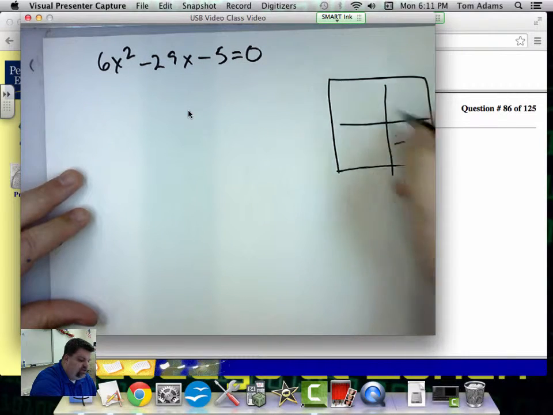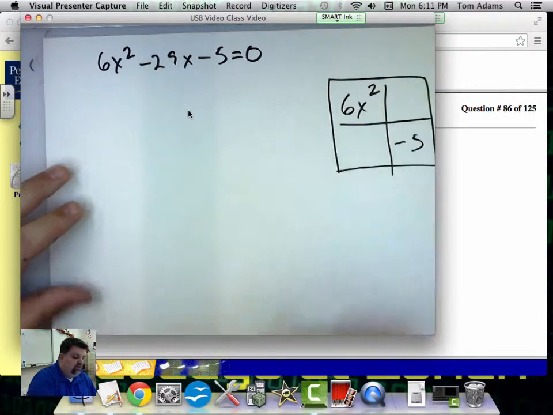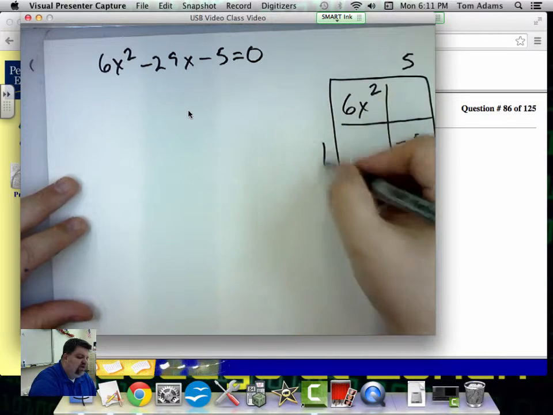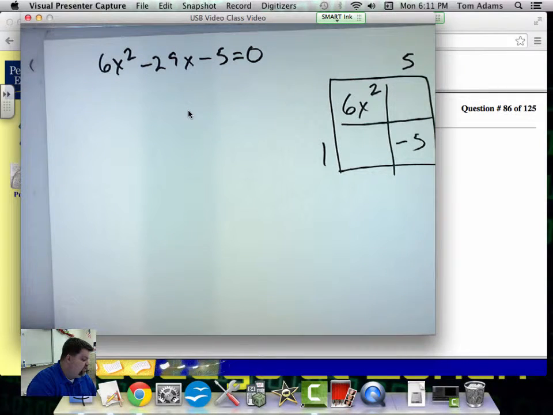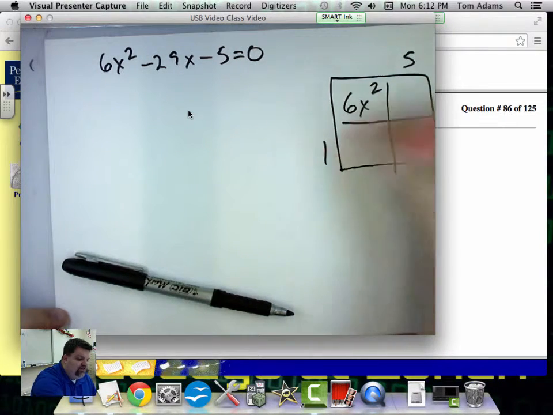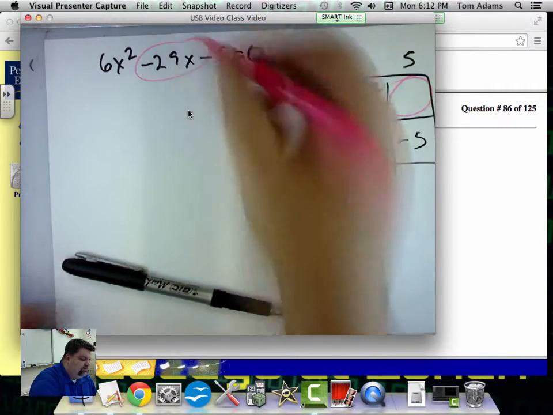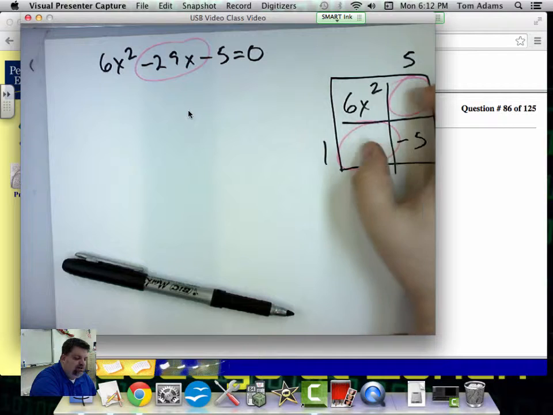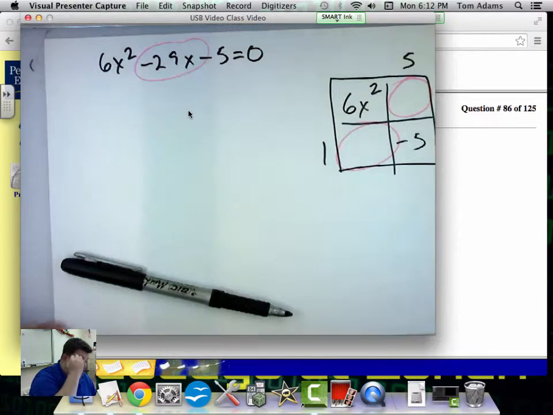So I'm going to start with the first and last term. Well, 5 is a prime number, so it's 5 and 1. Those are the two factors of 5. And I've got this negative 5, and so one of these will have to be negative and one will have to be positive. Now, when I go to figure out what I'm doing, remember that these two diagonals have to add up and equal negative 29.